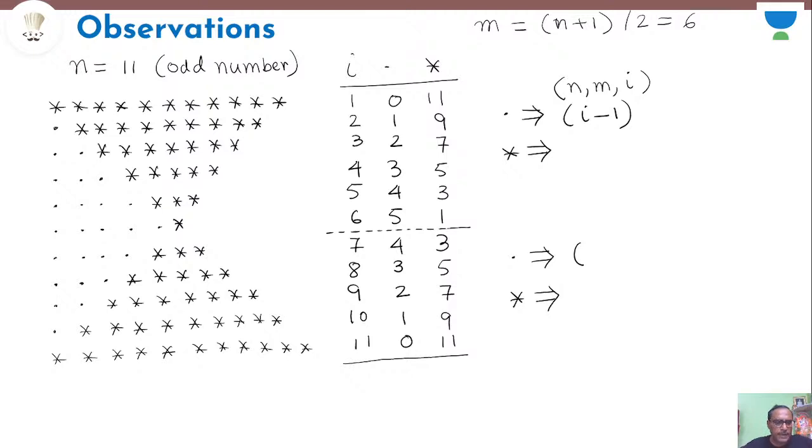7 4, 8 3, 9 2, 10 1, 11 0. I is increasing, dot is decreasing. I must be subtracted from a fixed quantity, so that when I increases, the difference will decrease. That is the hint.